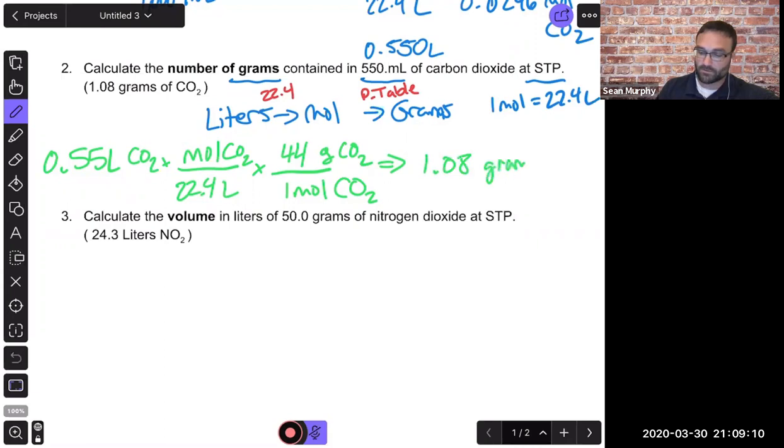grams of CO2. This should be review. We're just doing our mole map. Look in your notebook. All we're doing is going from either liters to moles to grams or moles to grams to liters. That's it. All right, let's do the next one.